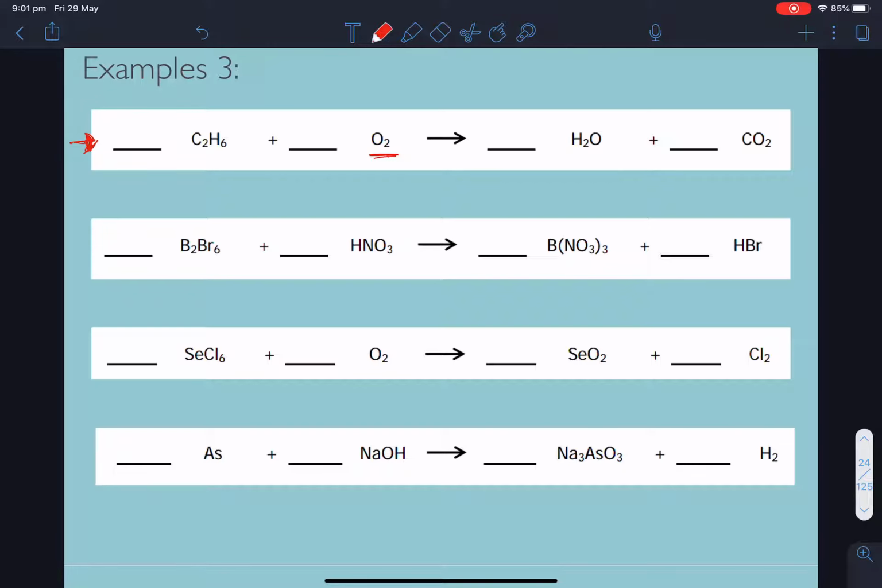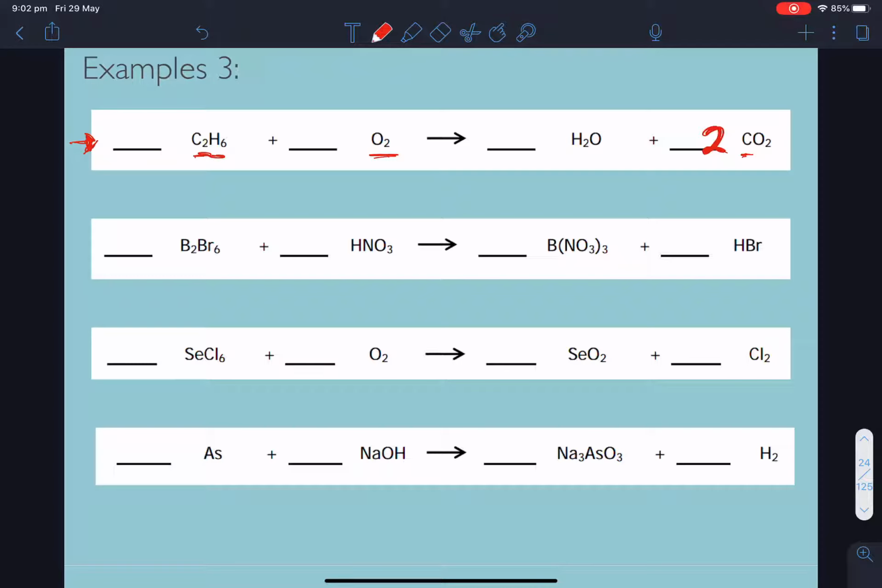On the left-hand side, in the C2H6, I've got 2 carbons. On the right-hand side, I've got 1 carbon with 1 carbon dioxide. So I need another carbon dioxide to get my 2 on the right-hand side. So I'll put a 2 there, temporarily maybe. I might need to change it, but I'll put a 2 there. I've done my carbon, I'll do my hydrogen now.